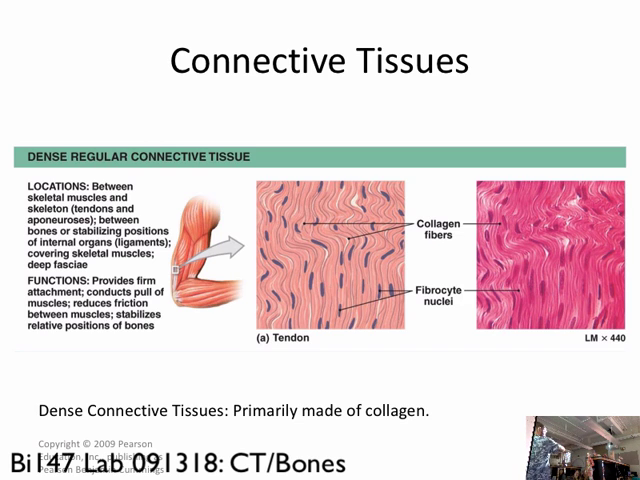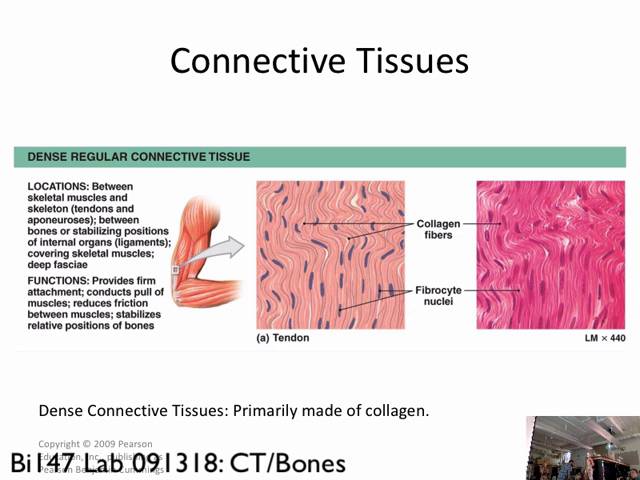Regular means it's in a regular array. These fibers are all going in the same direction. There's a regular pattern to it, is what that term means. Irregular connective tissue is not. The fibers are going all over the place. It doesn't seem like there's a rhyme or a reason to it. Okay? Yes, ma'am.